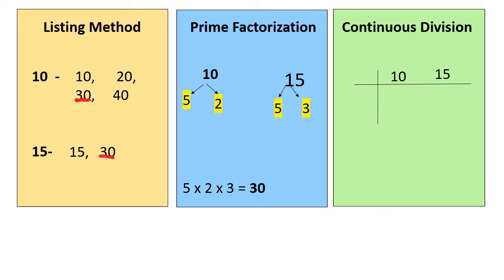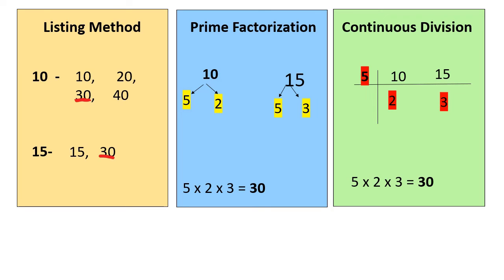So we have 5. So 10 divided by 5 is 2. Then 15 divided by 5 is 3. And then you're going to multiply all the numbers that are colored red. So we have 5 times 2 is 10, times 3 is 30. Okay? Okay, so let's have another one.